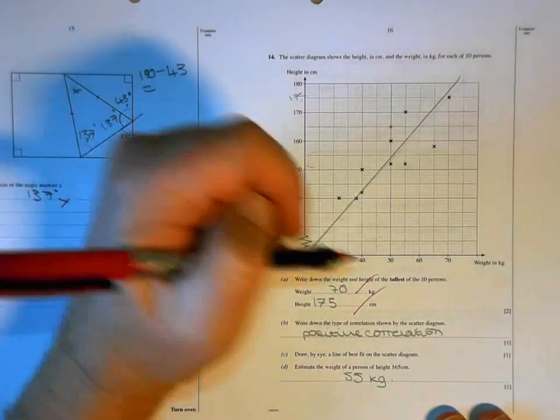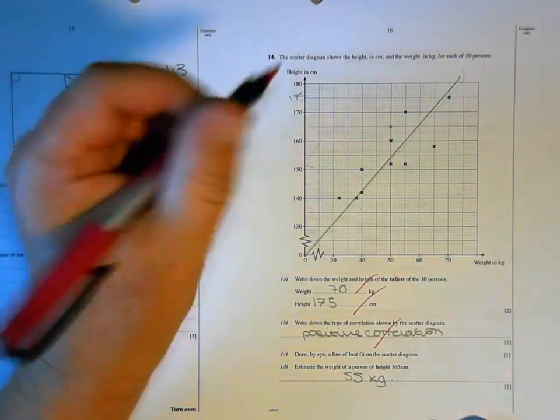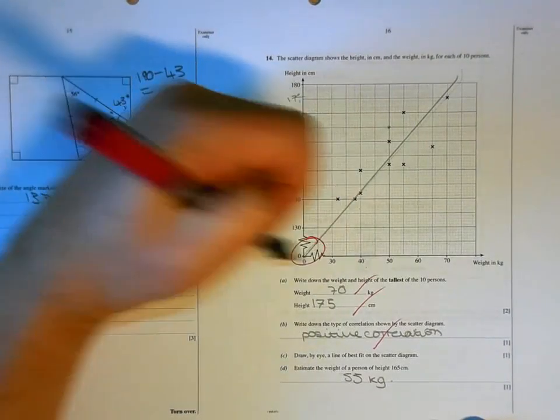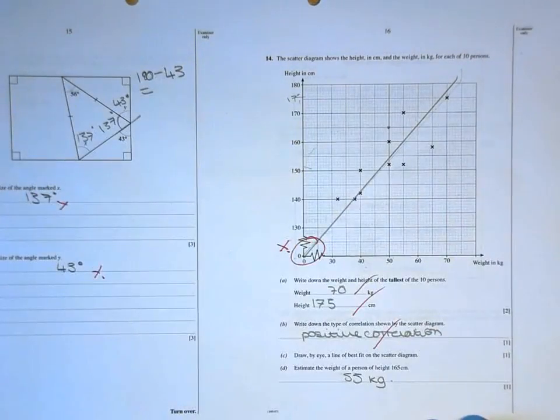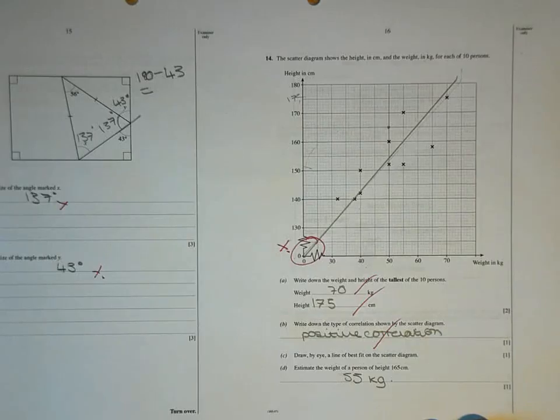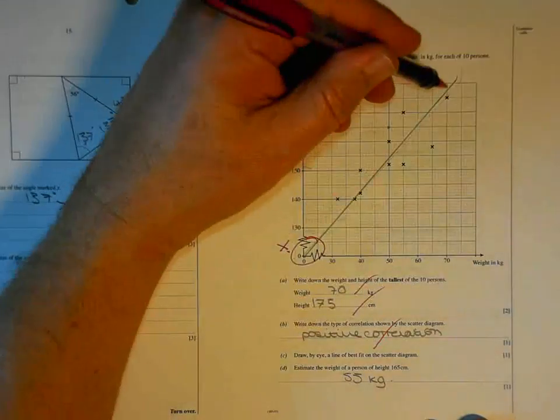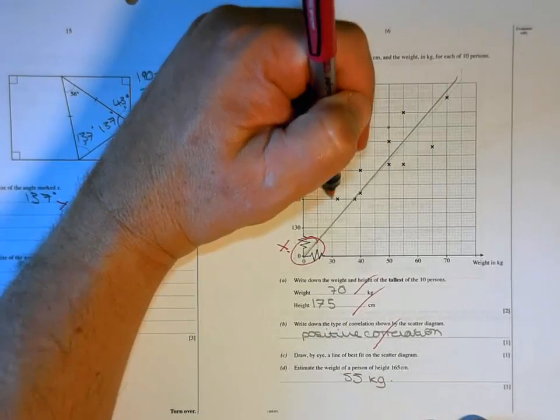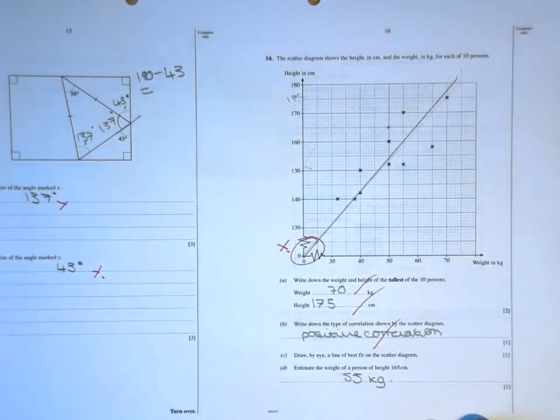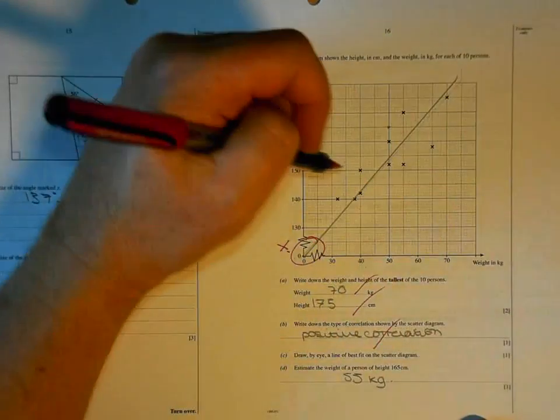That's good. That's good. Don't make your line go through 0, 0. Your line only has to go either side of the furthest points. But the line is fine.